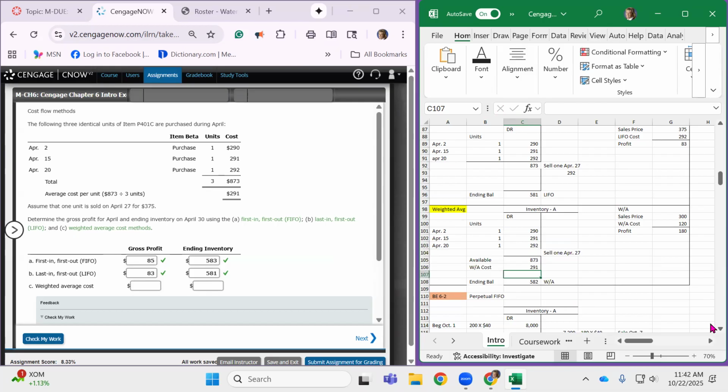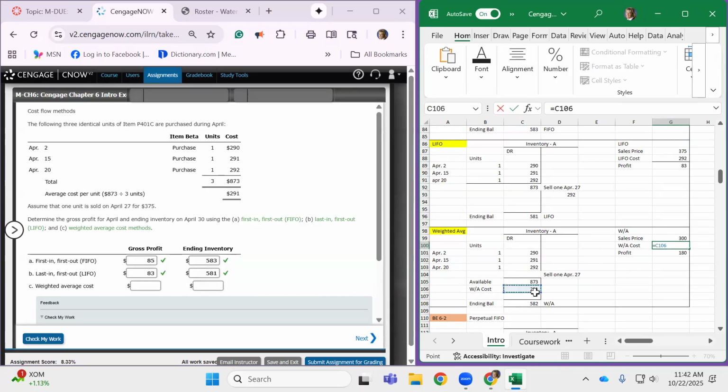Okay, so 291 is the amount of the weighted average cost. Okay, weighted average is 291. Does it seem reasonable that 291 falls in the middle of these three numbers? Yes. So with weighted average, we're actually going to use the one in the middle.